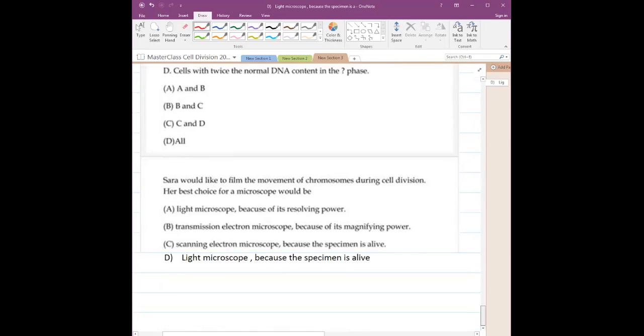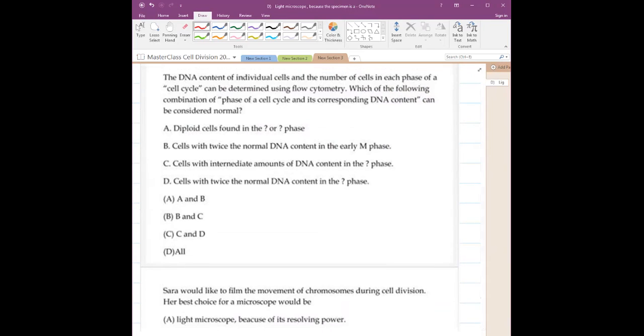Let's see the next one. 2 more questions and we'll be done. The DNA content of individual cells and the number of cells in each phase of the cell cycle can be determined using flow cytometry. Which of the following combinations of phase of a cell cycle and its corresponding DNA content can be considered normal? Oh, there is some error. No, no, no, guys. We can't solve this; there is an error over here.